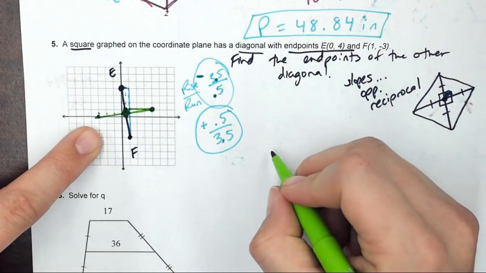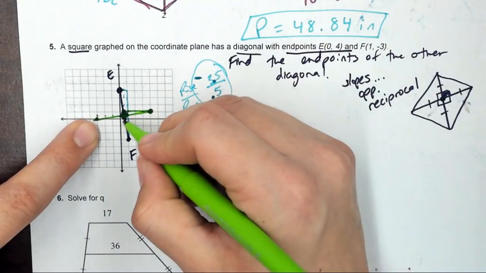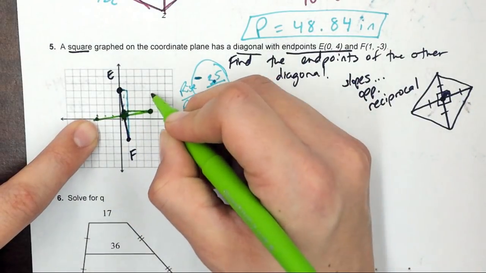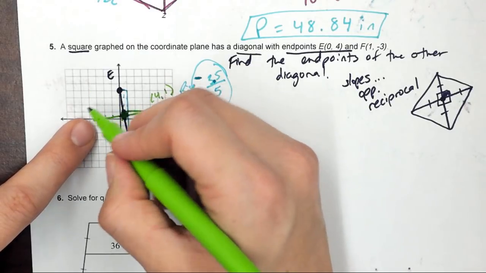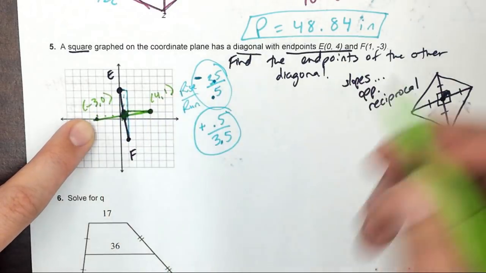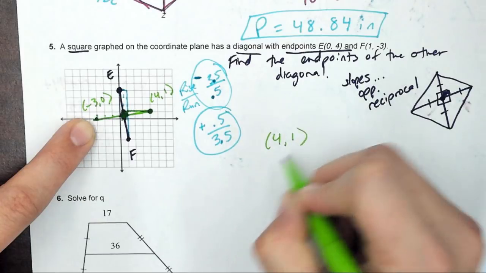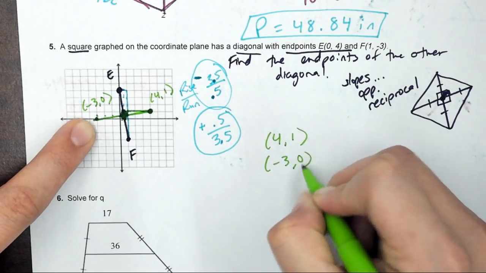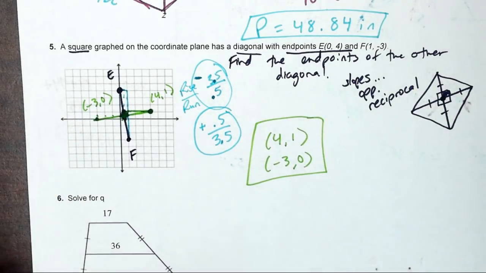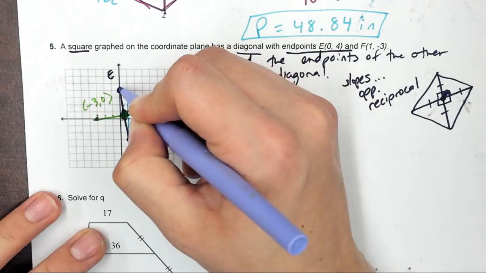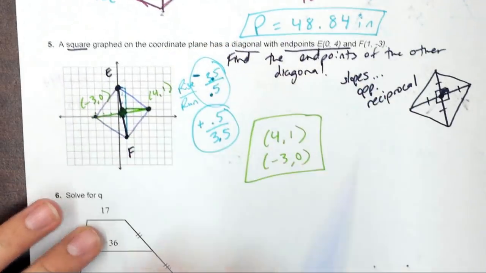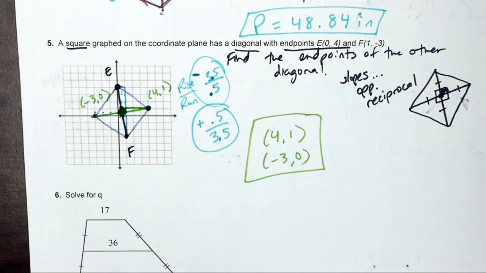So to answer the question, what are the endpoints? One endpoint would be at 4, 1. The other one looks like it's at negative 3, 0. So 4, 1, and negative 3, 0. Those are my answers. And if you want to check, if you just connect your dots, you should make a really pretty square. Oh, it's lovely. You can double check if you really wanted to.